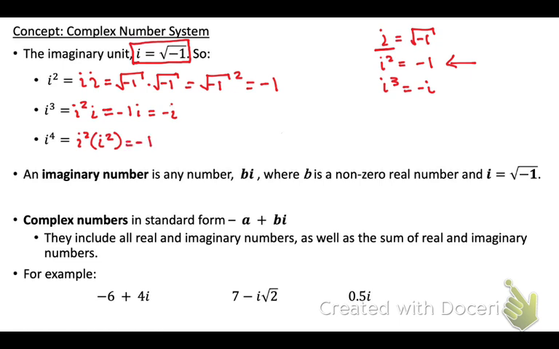Negative 1. And i squared is? Negative 1. And negative 1 times negative 1 is? 1. So i to the fourth is 1. So what happens if I go i to the fifth? Well, i to the fourth would be 1, times i, which would just be i.